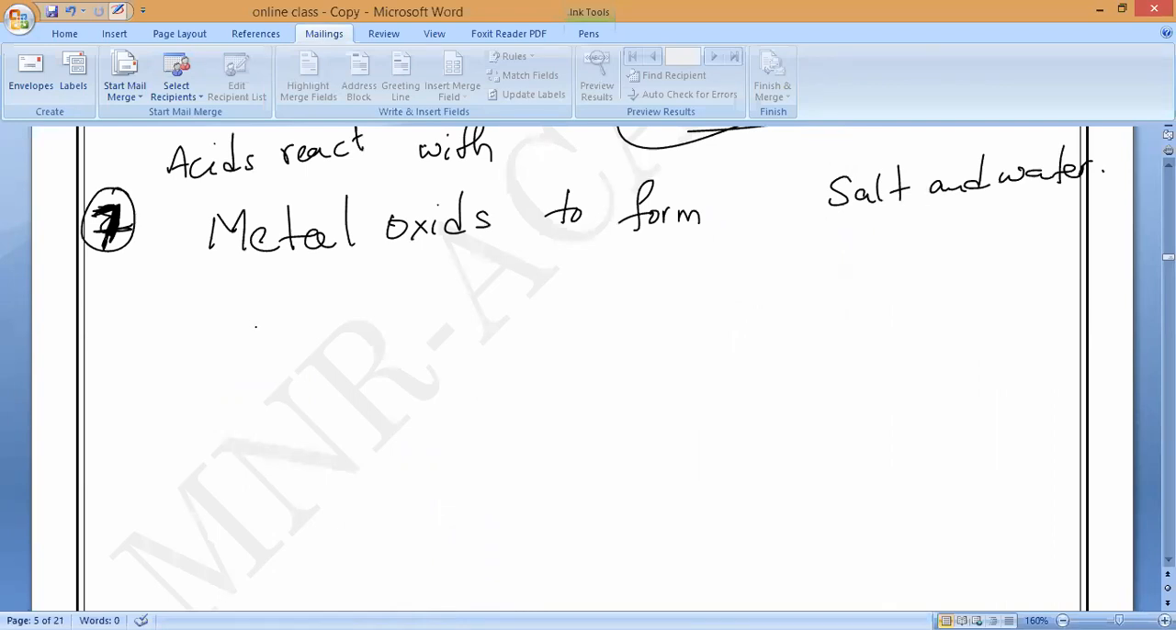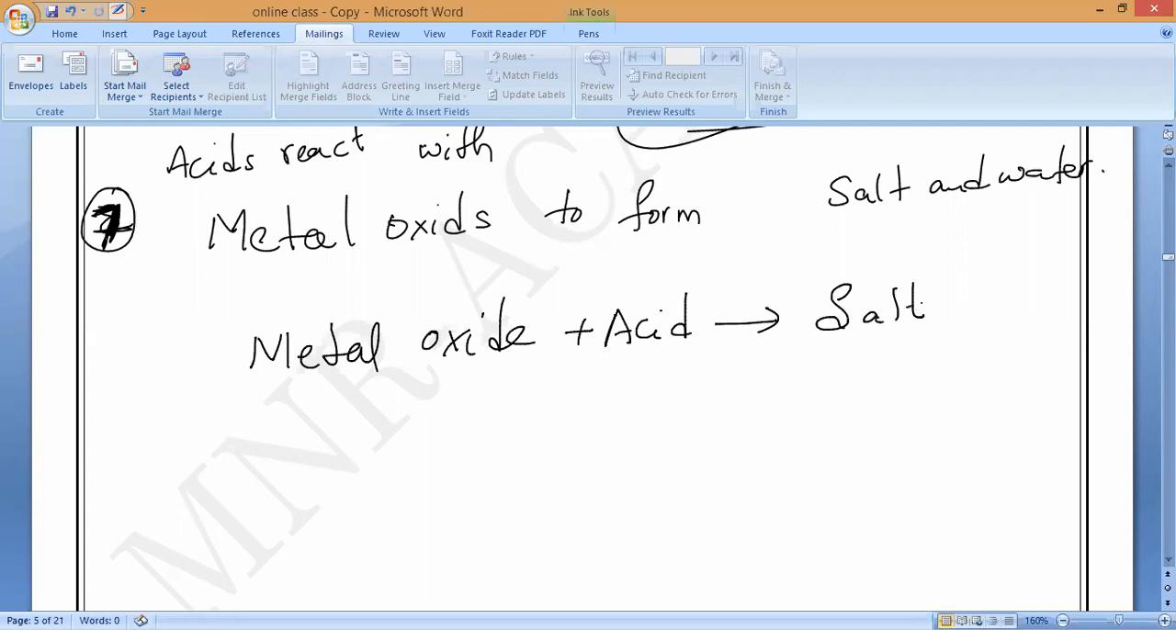Example, what is the standard equation? Metal oxide reacting with acid, what are the products we get? We get the respective salt plus water. So this is enough for us. The metal oxides reacting with acids also form the respective salt and water. Can anybody give an example?